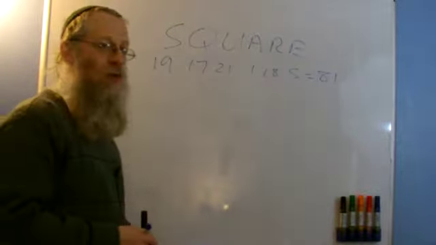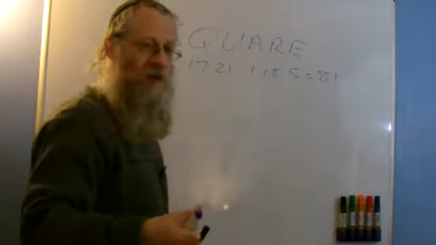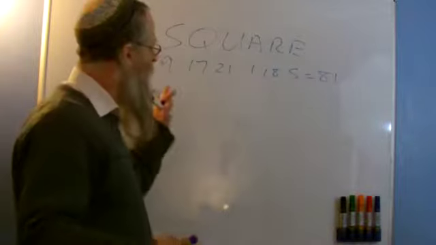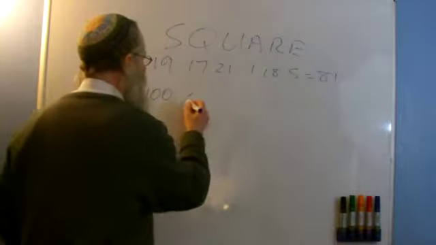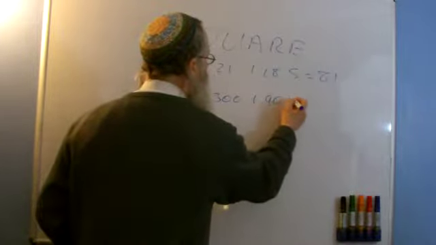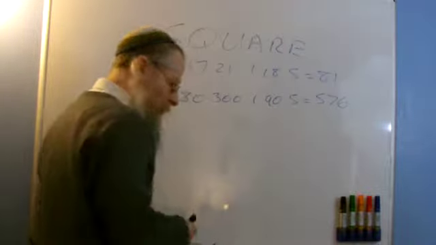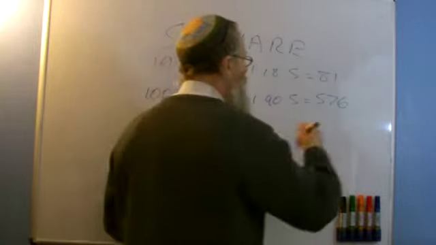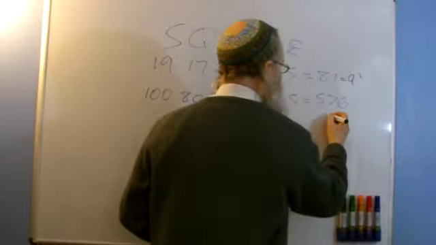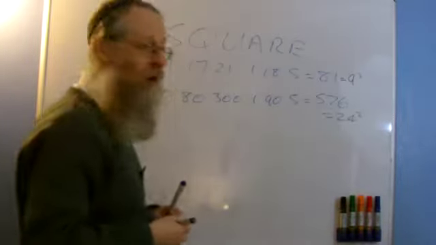If I now use the normal value, where A, B, C, D, E, F, G, H, I, J comes to 10, K is 20, L is 30, and so on, S is 100, T is 200, Q is 80, U is 300, A is 1, R is 90 and E is 5, I get 576. Okay, what's important about those numbers is that 81 is 9 squared and 576 is 24 squared. Okay, they're both squared.